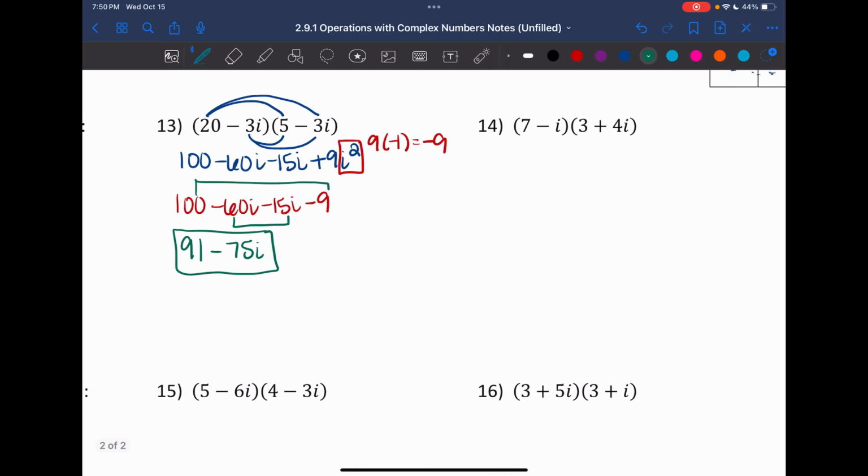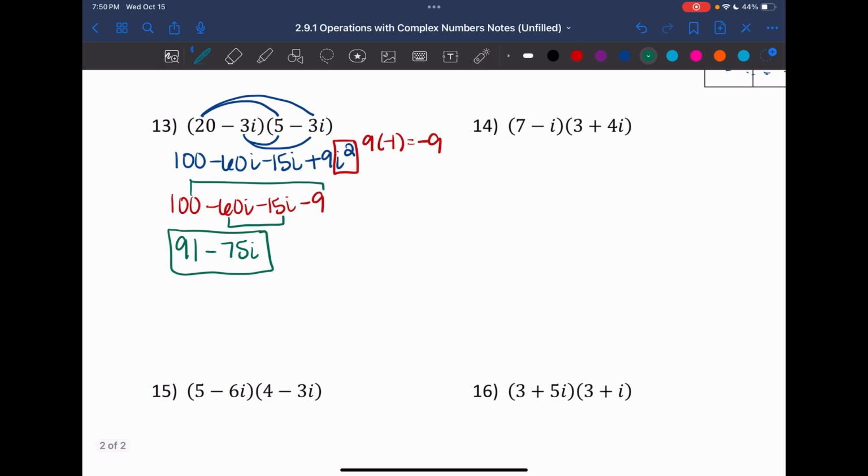Let's go ahead and do number 14. It's the same process. So first to first, 7 times 3 is 21. 7 times 4i is 28i. -i times 3 is -3i. -i times 4i is -4i squared.